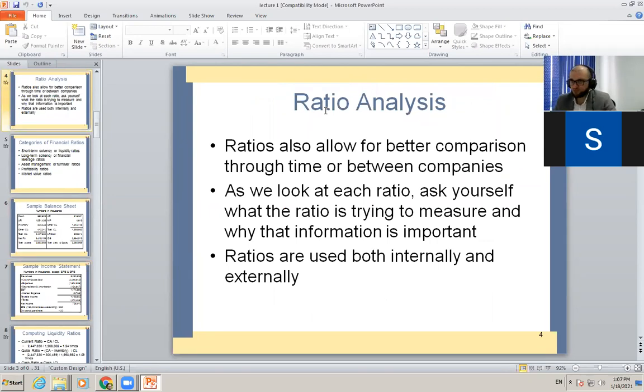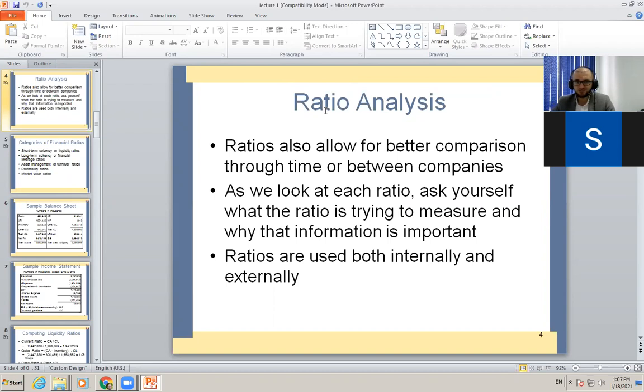Ratio analysis: the ratios allow you better comparison through time or between companies, cross-sectionally or through the time series. As we look into each ratio, you can ask yourself what the ratio is trying to measure, and you could get some information with a comparison. Everything is compared actually to something. There should always be a benchmark.